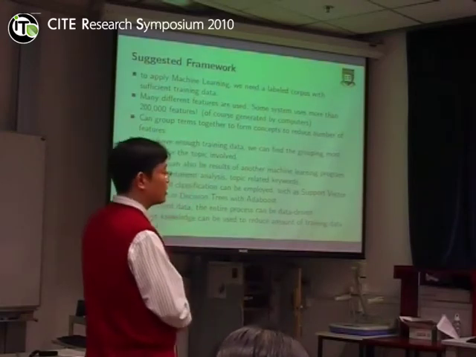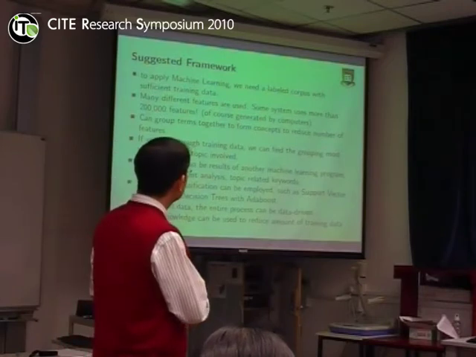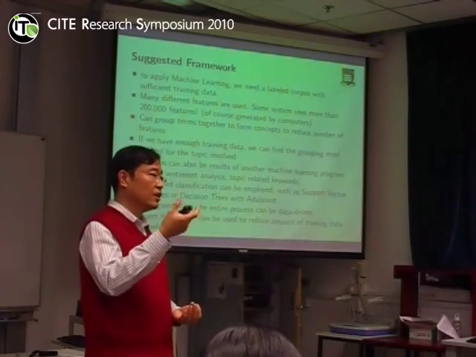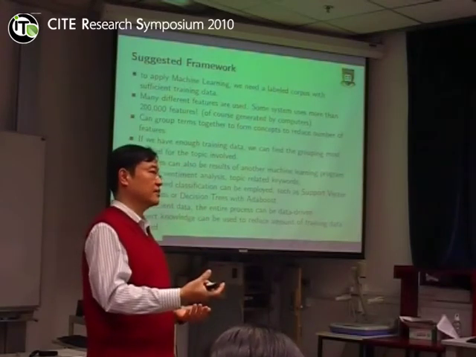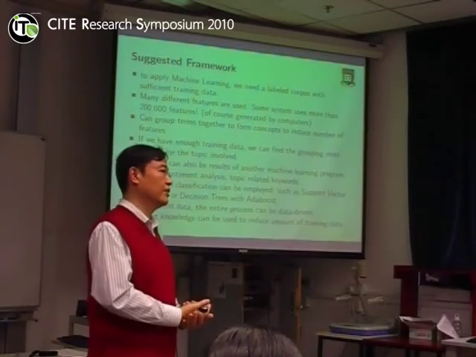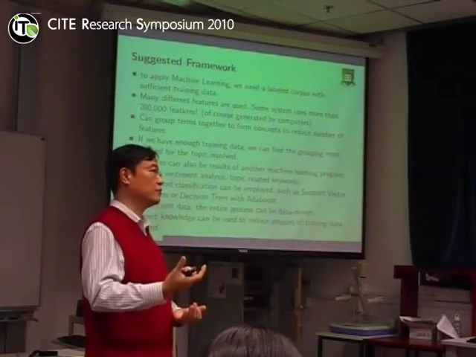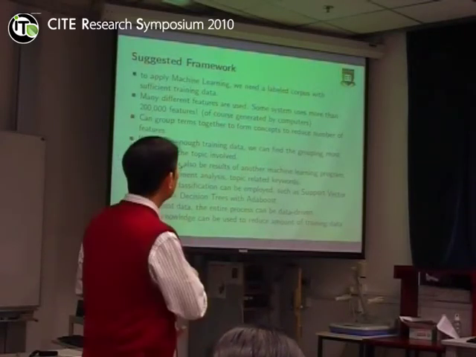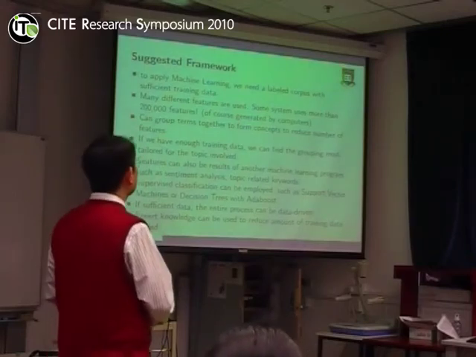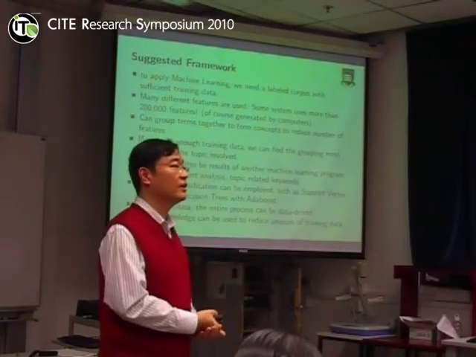Many different features are being used. Some systems even use more than 200,000 features. For example, if they use whether a word occurs in a sentence as a feature, there may be tens of thousands of words, and the occurrence of each one will be a feature. Then there will be more than 100,000 features already. Of course, these features will be generated by computers. It will not be done by humans.